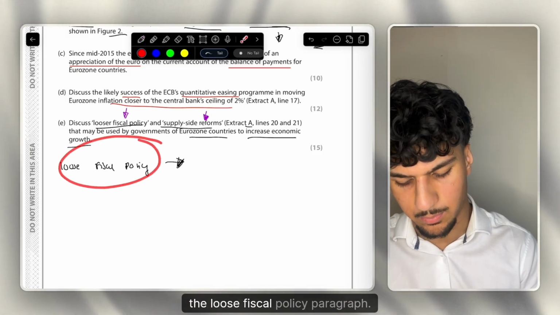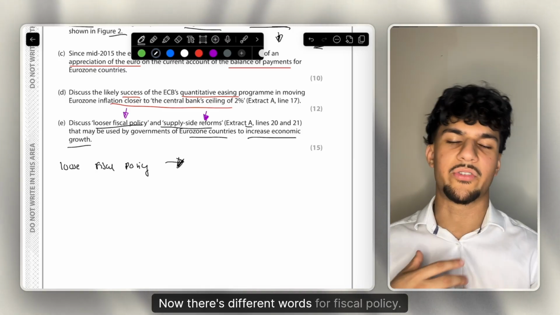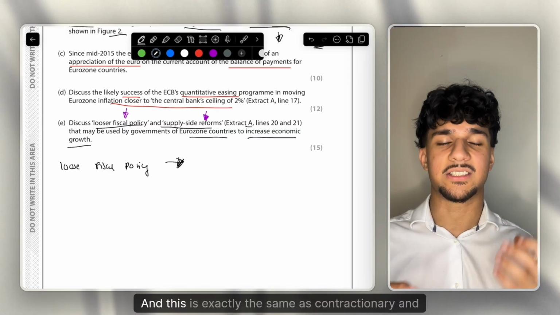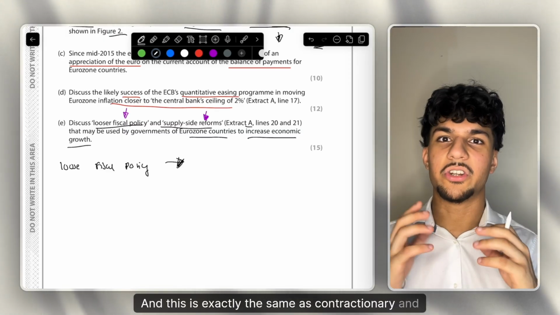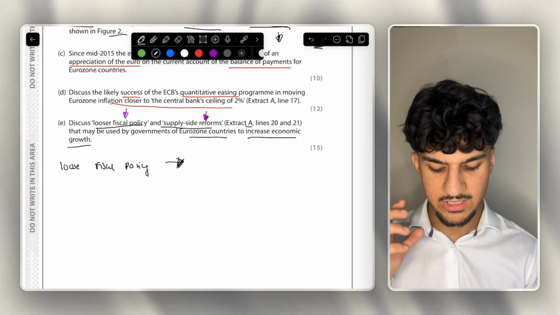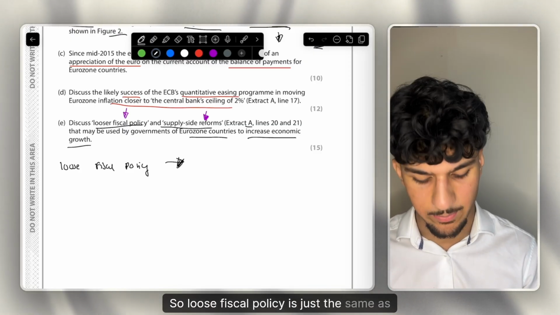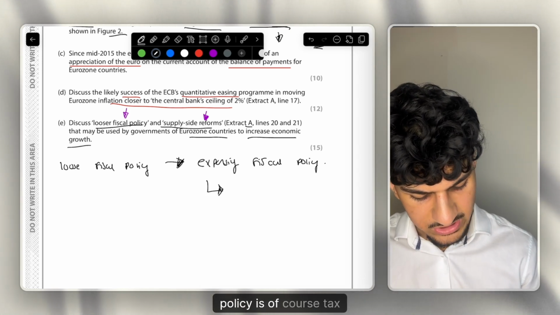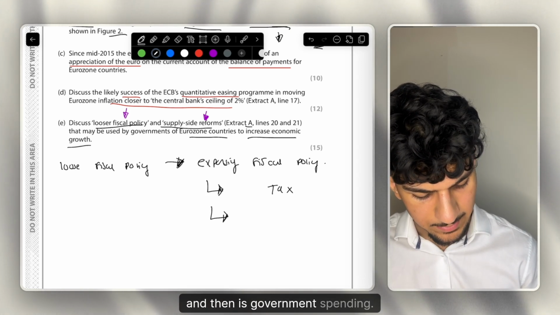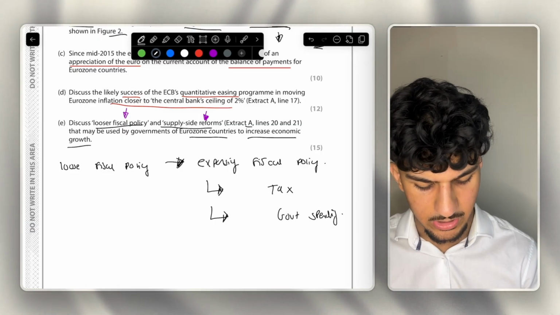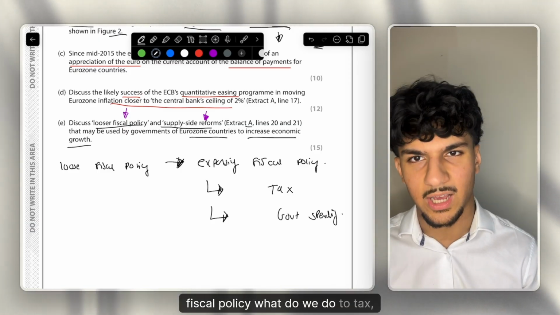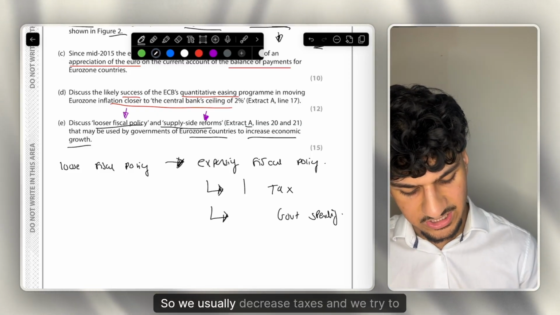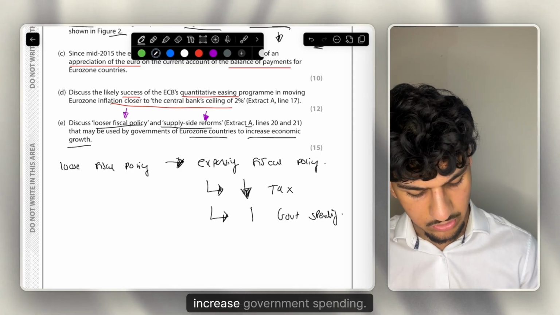Let's start with the loose fiscal policy paragraph. Now, there are different words for fiscal policy. Sometimes you'll hear loose, and sometimes tight fiscal policy, and it's exactly the same as expansionary and contractionary fiscal policy. So loose fiscal policy is just the same as expansionary fiscal policy. And what are the 2 components that build up fiscal policy? Of course, tax, and then government spending. In expansionary or loose fiscal policy, what do we do to tax rates, and what do we do to government spending? We usually decrease taxes and we try to increase government spending.